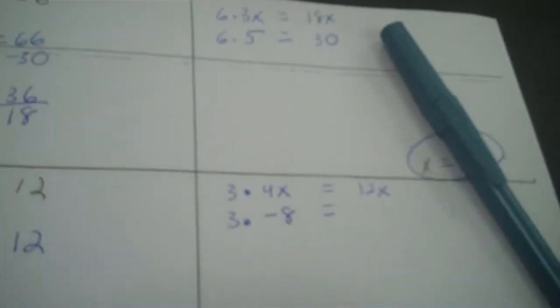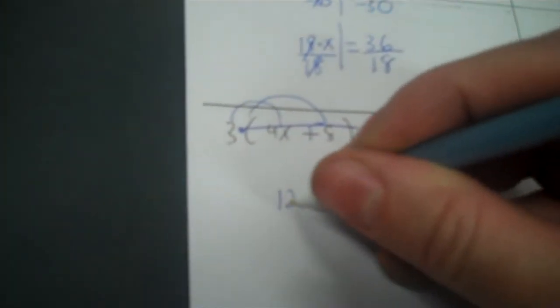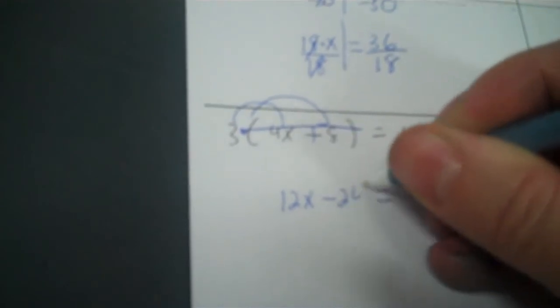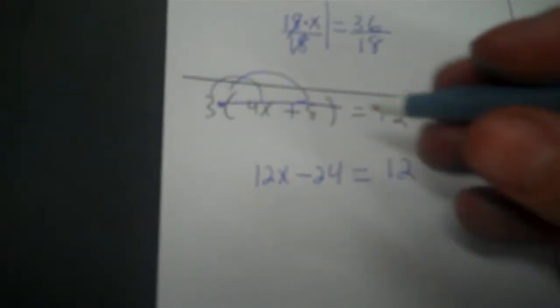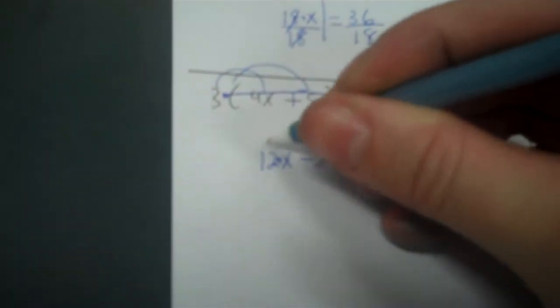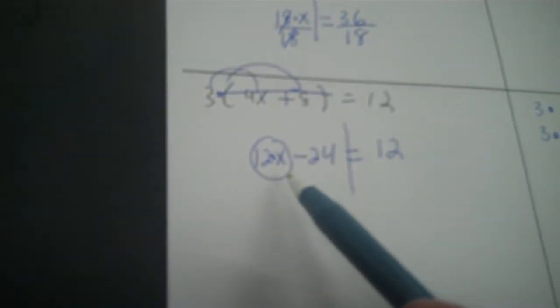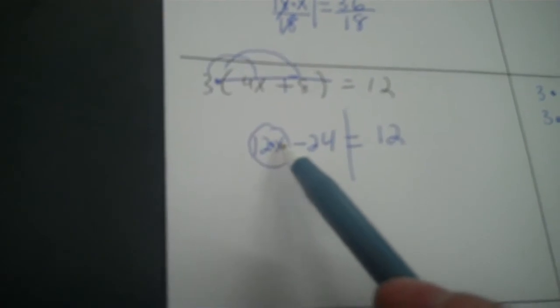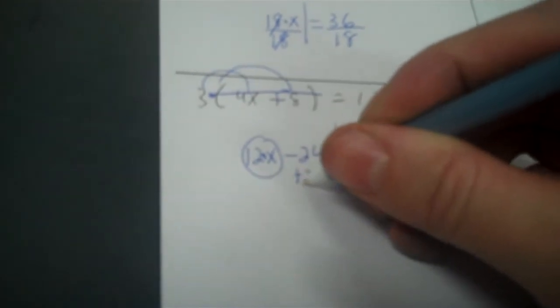So 3 times 4x is 12x, and then 3 times negative 8, use a calculator if you don't know it, is negative 24. So then you cross that out, and you rewrite that as 12x minus 24. Now make your wall, dot circle. Now, outside of the 12 times x, you got minus 24. Okay, so the opposite of minus 24 is plus 24.